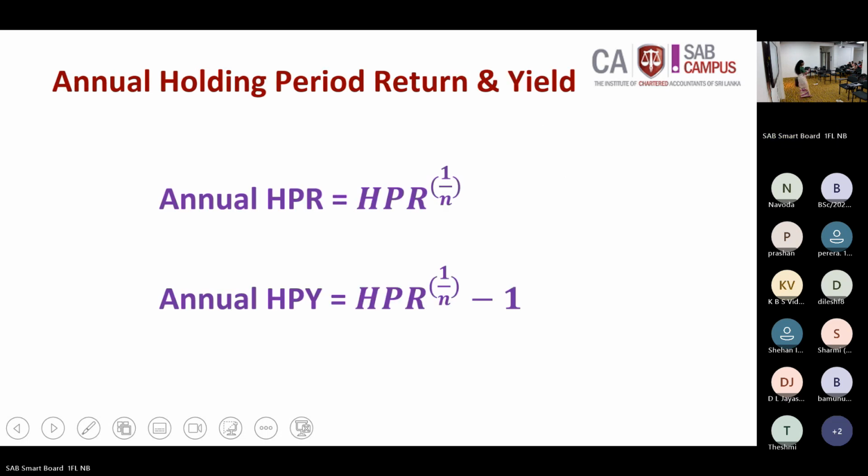The next one, annualized or annual holding period return. Holding period return is identified after a 5 year period, after 10 years, after 20 years. What would be your holding period return within this period? Annualized holding period return reflects annually how much holding period return you are going to have.